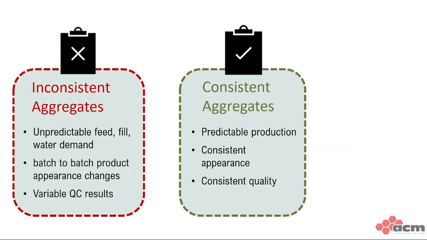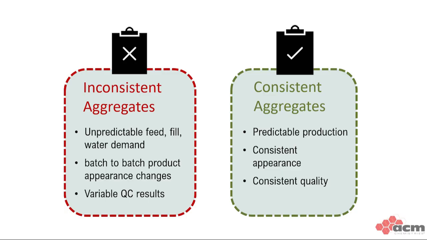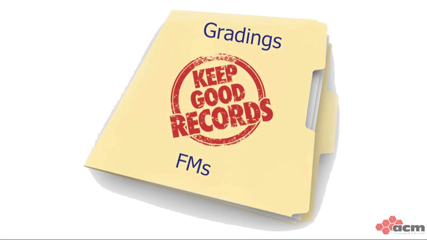Significant changes in aggregate supply can show up as batch-to-batch inconsistency in the texture of our final concrete product and cause other problems in production. Many times, the FM calculation will alert you to aggregate changes so that any issues can be proactively addressed. It's very important to know what your aggregate gradings and FMs are and to keep records of them.